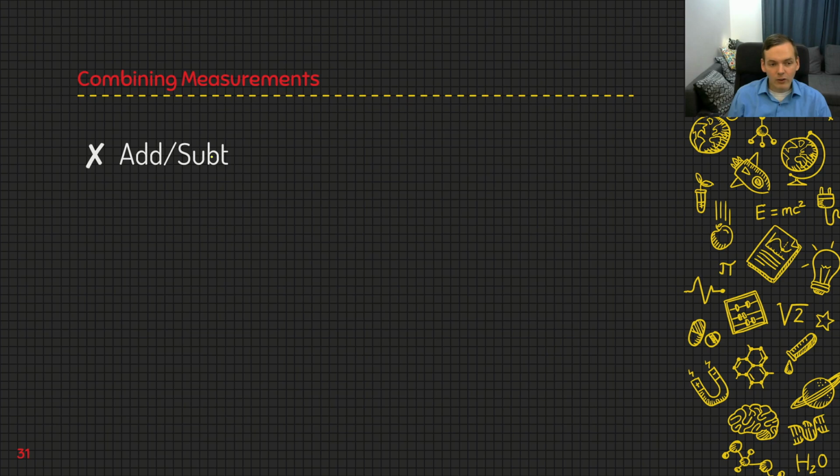So if I add or subtract two measurements, I need to add their absolute uncertainties.